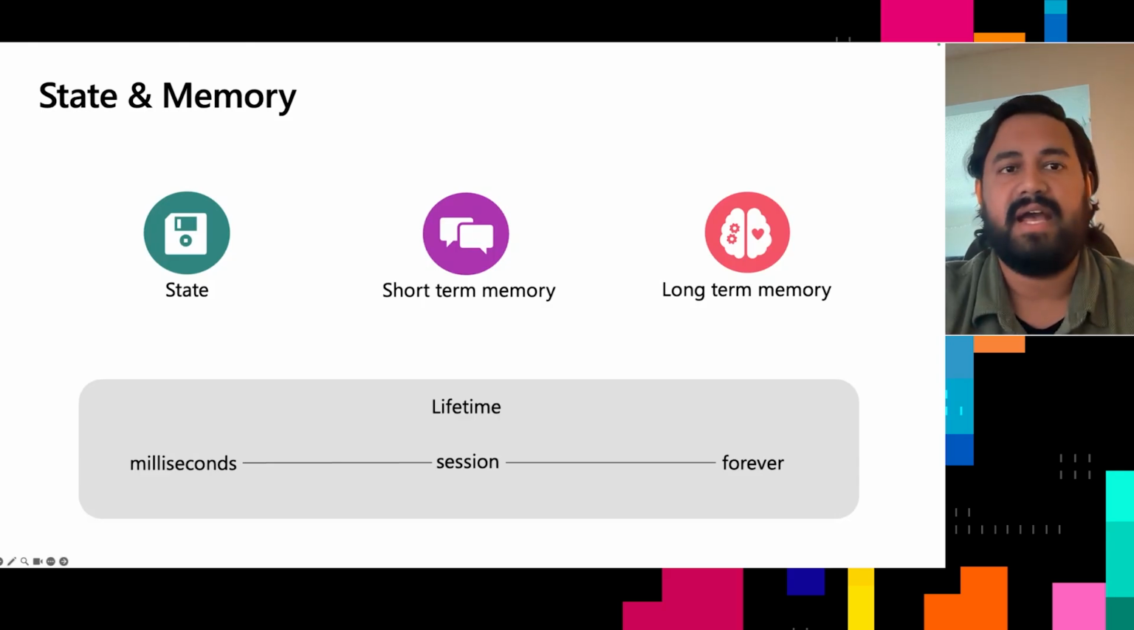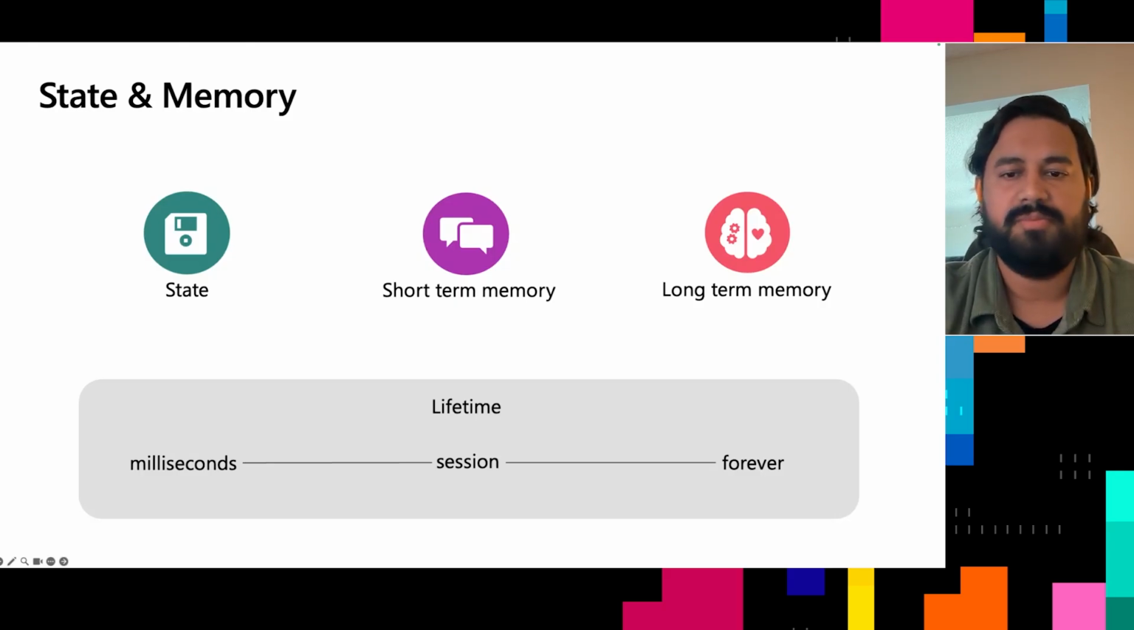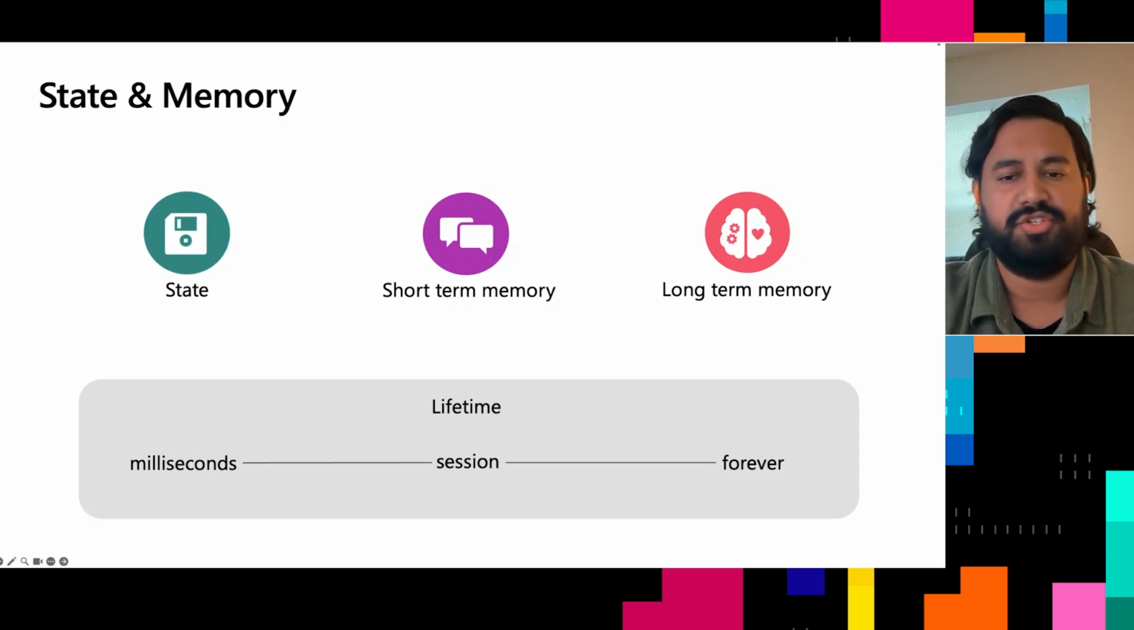Then we have the long-term memory. This is where things actually start to get more powerful. This persists across sessions. When a user comes back days or weeks later, the agent can recall what it learned about them previously, their preferences, past decisions, feedback. And this is what enables personalization and learning over time. It's the difference between an agent that starts fresh every conversation and one that builds a relationship with the user.